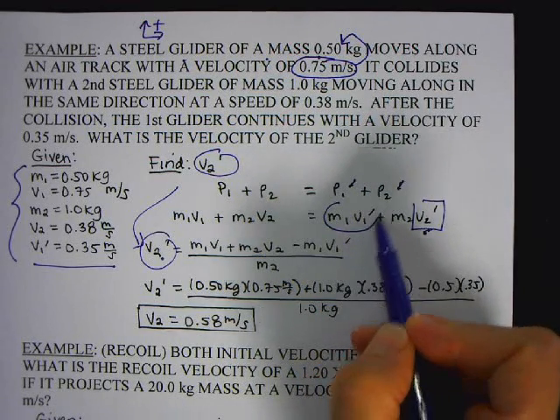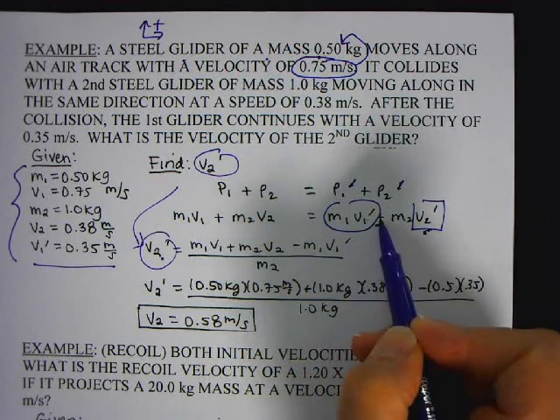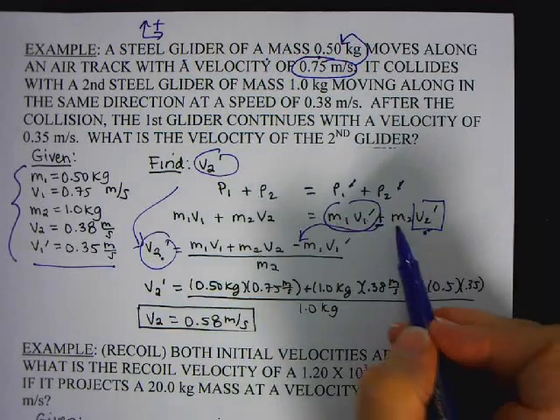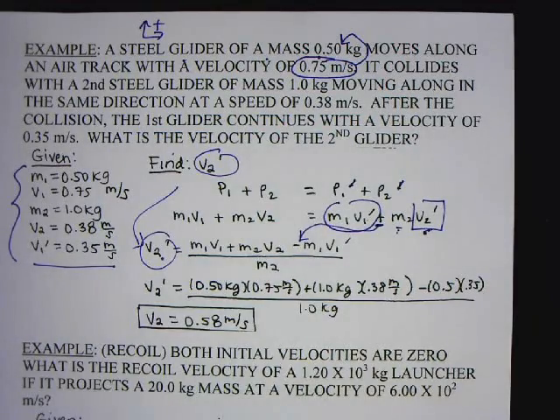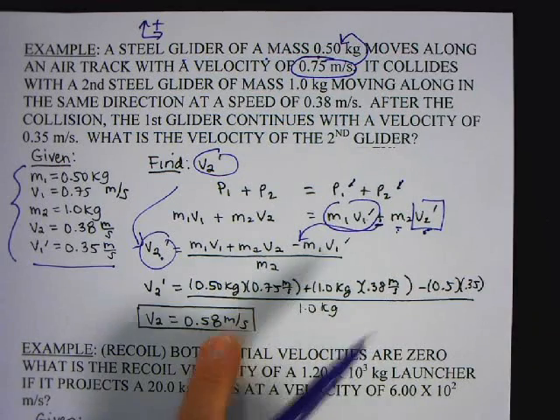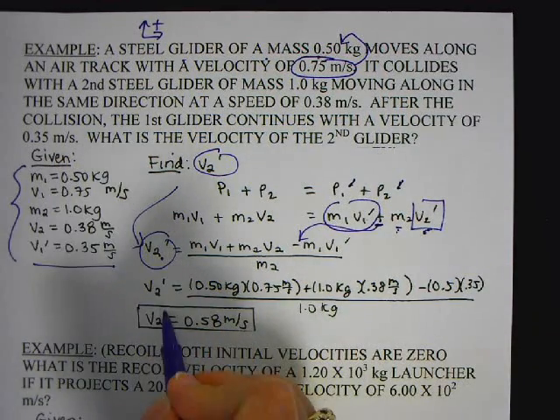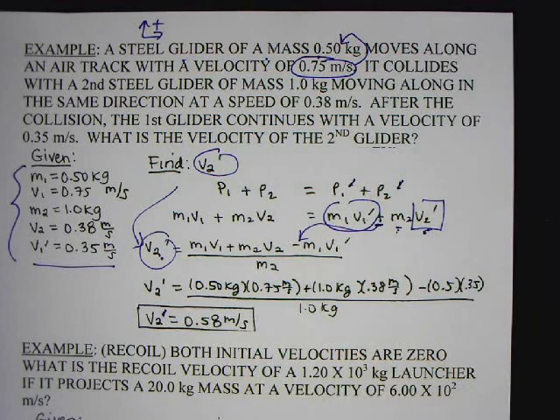Because there's a positive M1V1 prime here, I'm going to subtract it from both sides. Then I'll have M2, so I'll divide everything by M2. Now I substitute in my values, and then when I substitute my values, I can easily find V2 prime. I forgot the prime there. And that's it, because our next example has to do with what we're going to learn in a subsequent lesson.